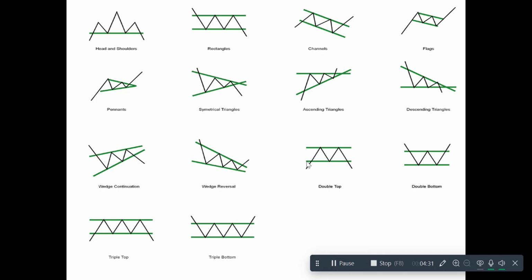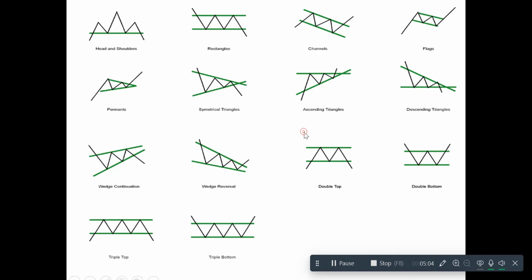When you see these shapes, this is the neckline, and price can break above it. Usually when a break happens, it tends to bounce off the neck to continue. And like the double tops, you have the double bottom, triple tops and triple bottoms. This bounces off two times, while this is three times before breaking. And this is three times as well. One, two, three before breaking to the upside.